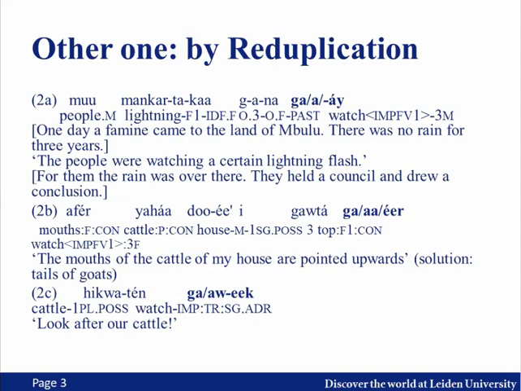But that is not the only way to form the imperfective, because in example 2a here, mankartakagana ga'ai, the same progressive meaning is now not expressed by the suffix with m, with the nasal, but it's expressed by the reduplication of the penultimate. So the problem that we are dealing with is that the progressive for some verbs is expressed with the ending in a nasal, and for some other verbs it's expressed by the reduplication. And we will see a number of other ways during the presentation in which that can be expressed.